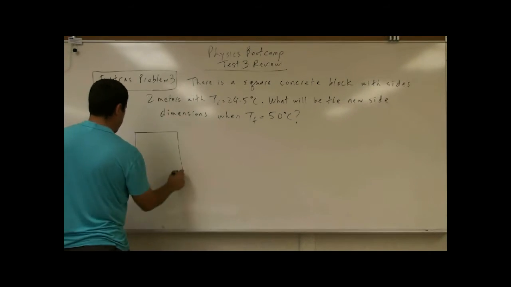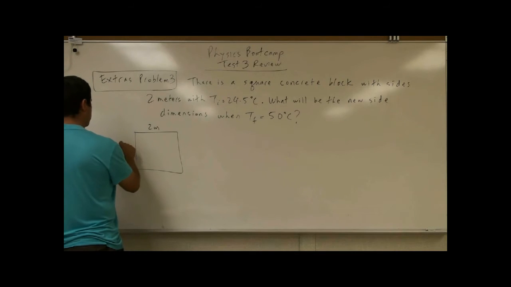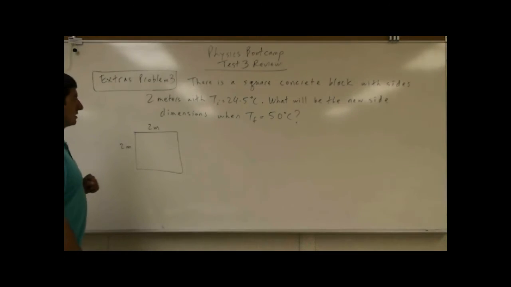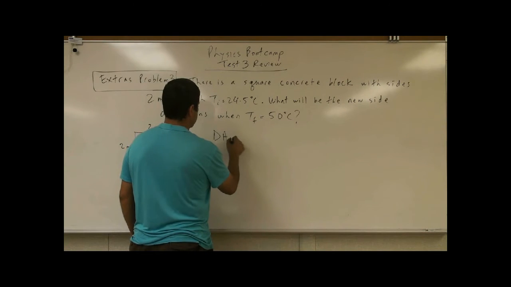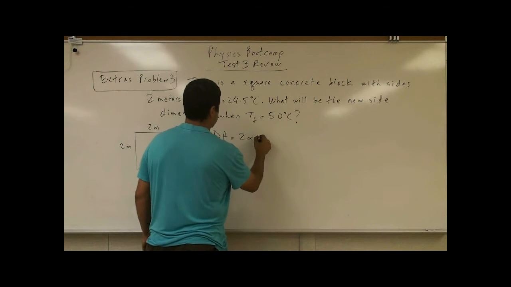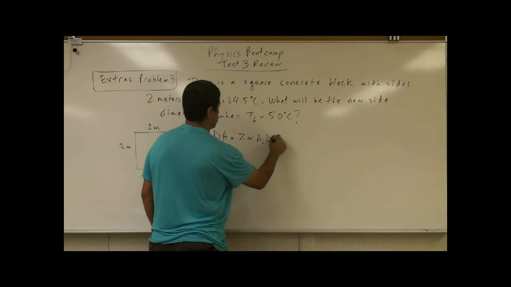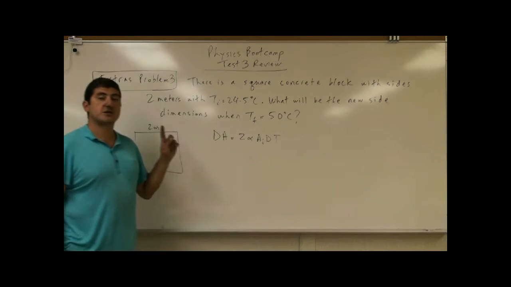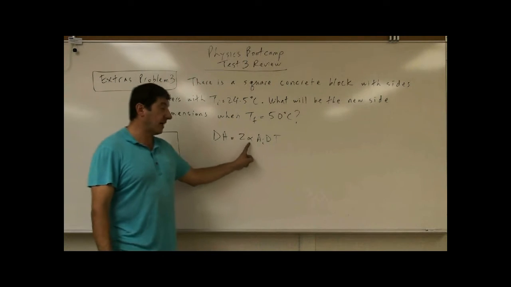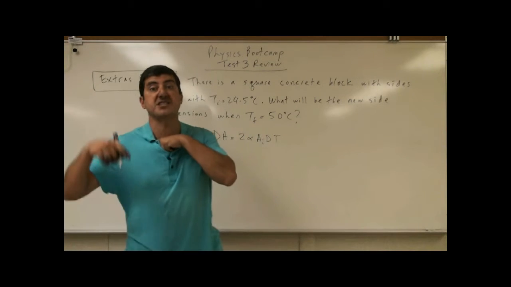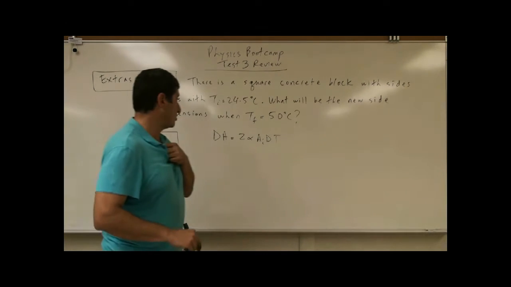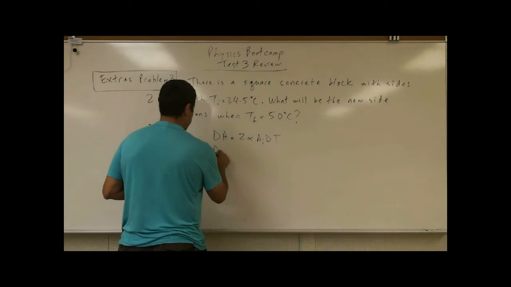Okay, so you have 2 meters. Okay, what's the equation for this? Well, the change in area is equal to 2 alpha A initial delta T, right? So the change in length is equal to alpha length initial delta T, and the change in area is twice the alpha A initial delta T, right?